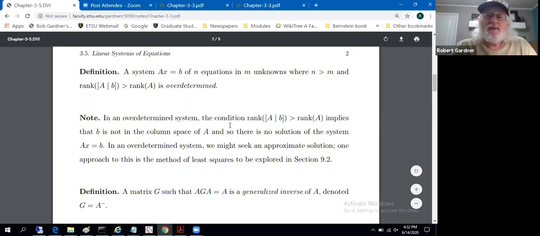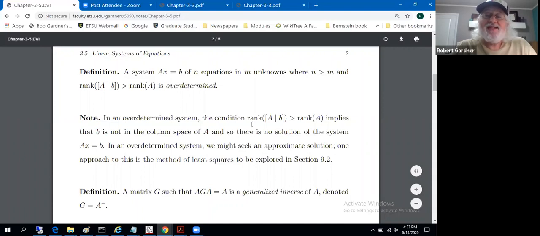In an overdetermined system, the rank of A augmented with b being strictly greater than the rank of A means b is not in the column space of A. The rank of A is the dimension of the column space of A. You add this new column, you get a rank that must be one greater than the rank of A, if we do get this strict inequality.